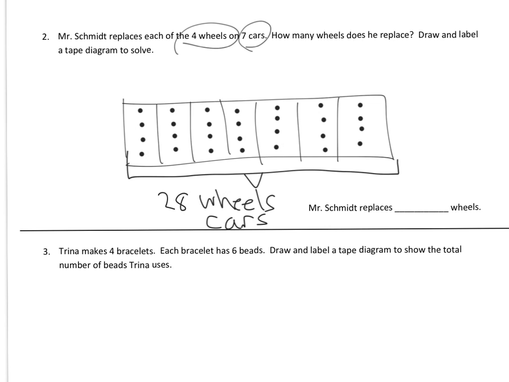So how many cars are there? If you remember, each group is my cars. So there are 7 cars. Let's do our top label for one section. Again, I'm talking about wheels and cars.